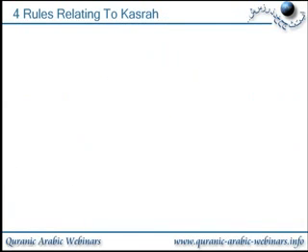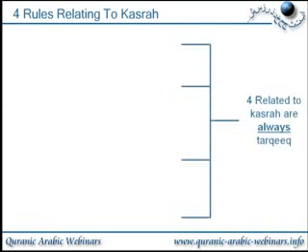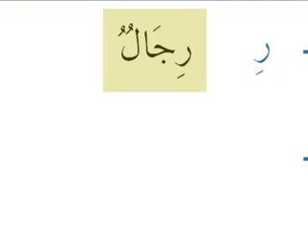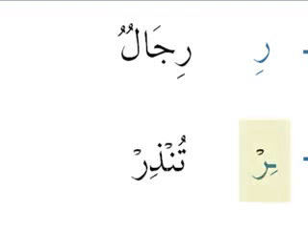Now let's look at the 4 rules relating to kasra. Okay, so the 4 rules related to kasra are always tarqiq, i.e. the ra will always be tarqiq, except for 3 exceptions coming up on the next slide. So if the ra carries a kasra, it's going to be light, tarqiq, and the easy way to remember this is when you say this ra, make a big smile, so you're going to go re. So here we have rijalun. If the ra is sakin and the letter before it carries a kasra, again it's going to be light. So here we have tunzir, make a big smile.